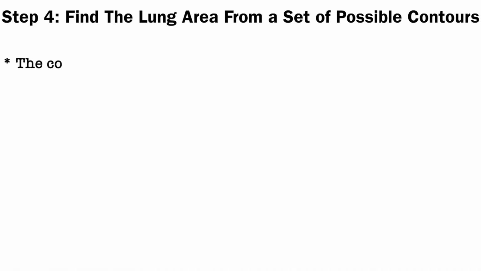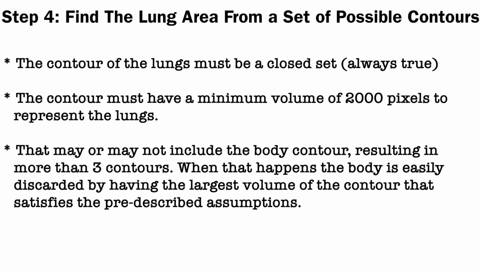Find the lung area from a set of possible contours. The contour of the lungs must be a closed set, that is always true. The contour must have a minimum volume of 2000 pixels to represent the lung. That may or may not include the body contour, resulting in more than 3 contours. When that happens, the body is easily identified by having the largest volume of contour that satisfies the previously described assumptions.